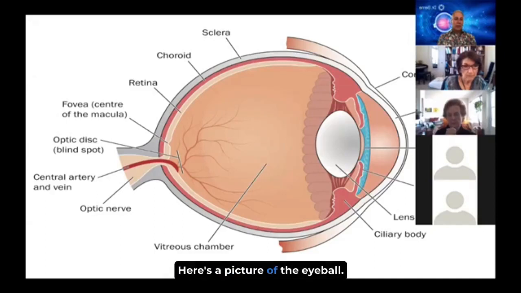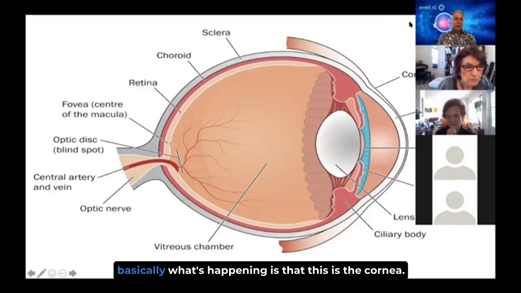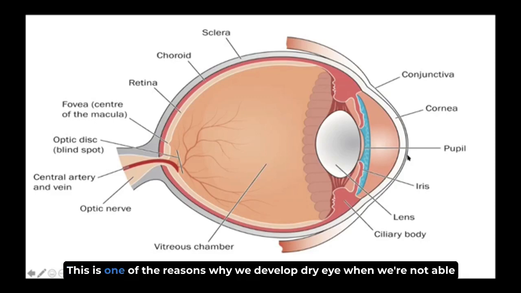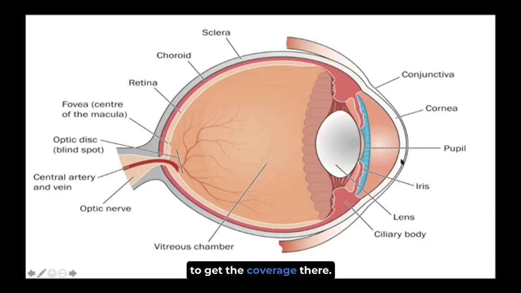So here's a picture of the eyeball. And in the eyeball, basically what's happening is that this is the cornea. And so this is the clear window of the eye. We need tears to cover this collagen structure. This is one of the reasons why we develop dry eye when we're not able to get the coverage there.